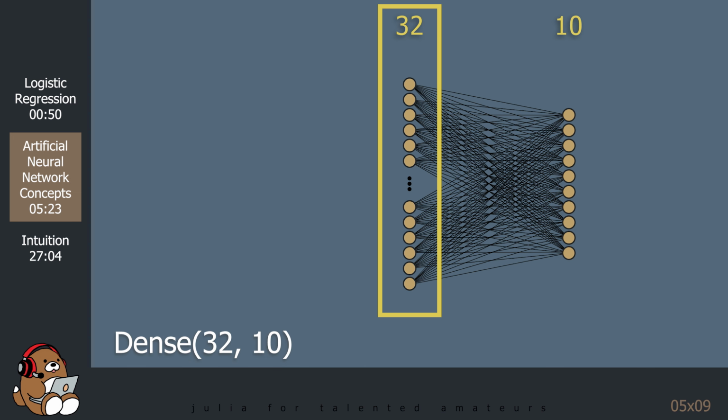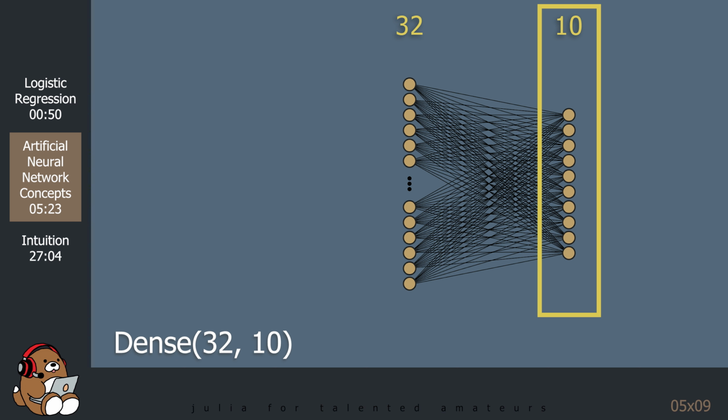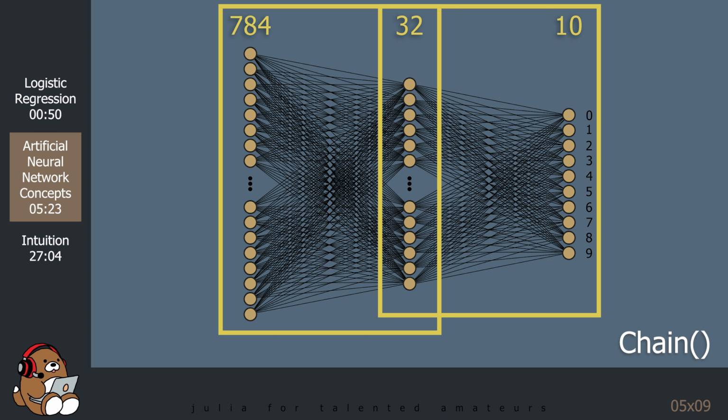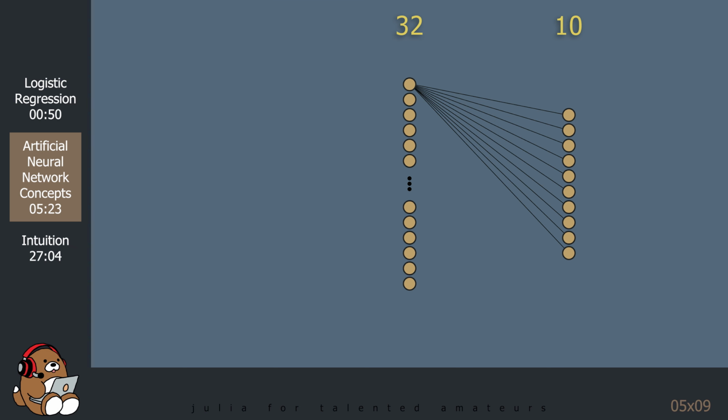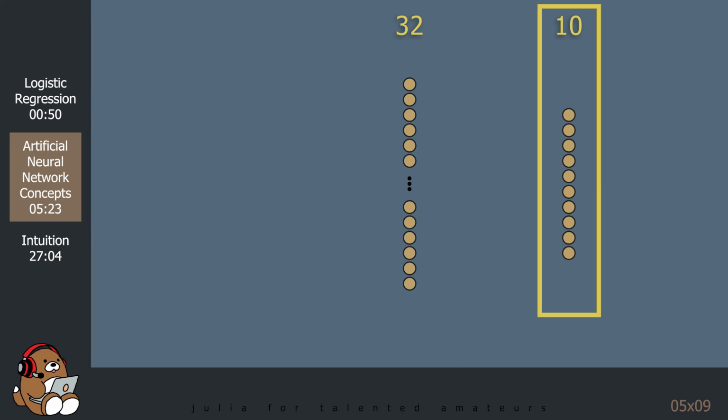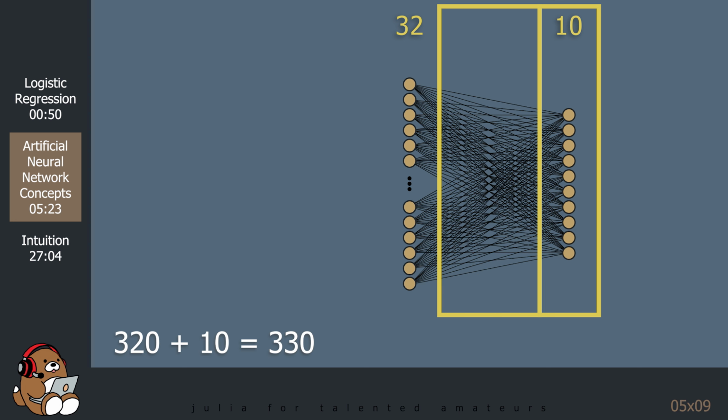Now, if we look at the second column and the third column, there are 32 nodes as inputs and 10 nodes as outputs, which is the second dense layer. The chain constructor just connects those two dense layers together. The first node in the second column is connected to 10 nodes. 10 times 32 is 320. Since each node in the third column also contains a parameter, we need to add 10. So the total is 330 parameters for the second dense layer.